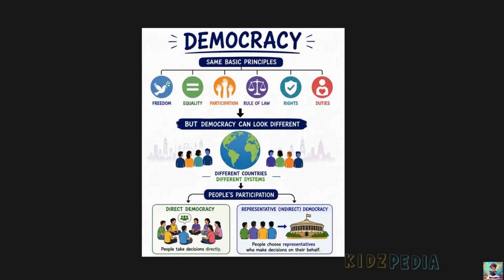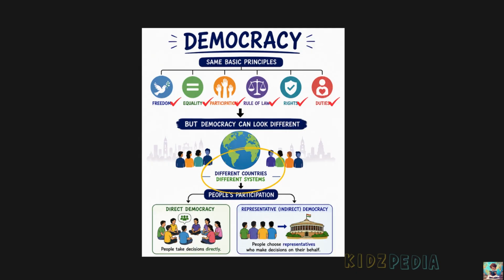So now we have seen that democracy can look different in different countries. But even though democracies may be different, they have some basic principles in common. For example, democracy should give people freedom and equality. People should be able to participate in decision making. The rule of law should be followed and people should have rights and duties. But does this mean that every democratic country has to have exactly the same type of government? No, democracy does not have just one fixed model.